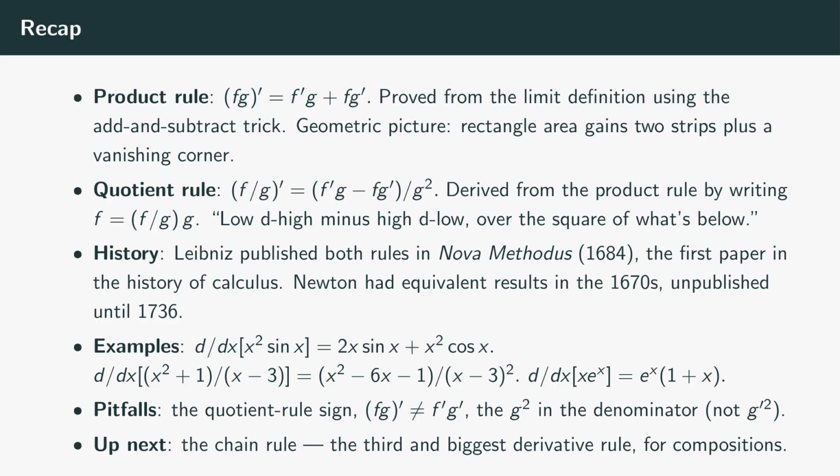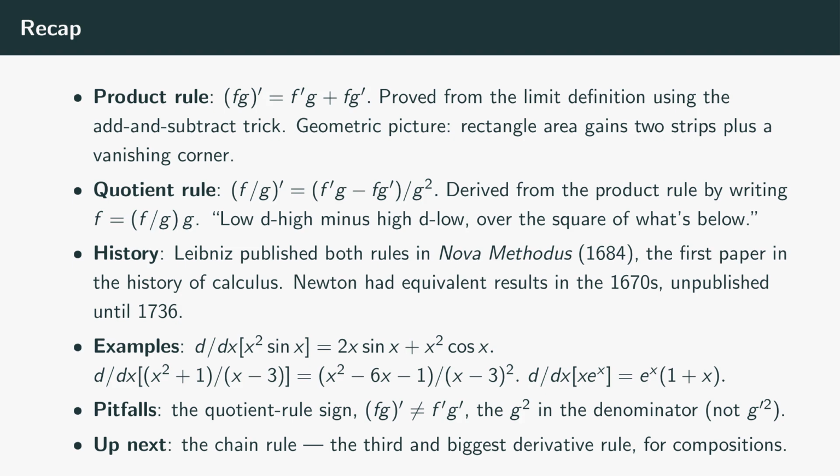Where we landed, 2 new rules. Product rule, derivative of fg equals f prime g plus fg prime, proved from the limit definition using the add and subtract trick. Add and subtract f at x plus h times g at x, and the 4-term numerator splits into 2 familiar difference quotients. Rectangle areas picture, when both sides of a rectangle grow, the area gains 2 strips and a vanishing corner square. The 2 strips are the product rule.